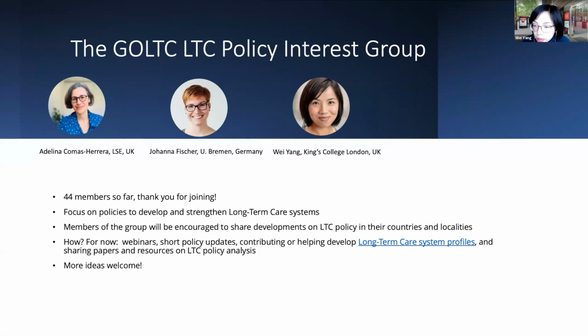The long-term care policy interest group basically focuses on sharing developments on long-term care policy in different countries and different localities, and develop long-term care system profiles, and also share papers and resources on long-term care policy analysis. So for the first webinar, we will introduce a few countries, their long-term care policy system and new developments in these countries. The countries that will be covered in the first webinar will be China, France, Japan, and Sweden.